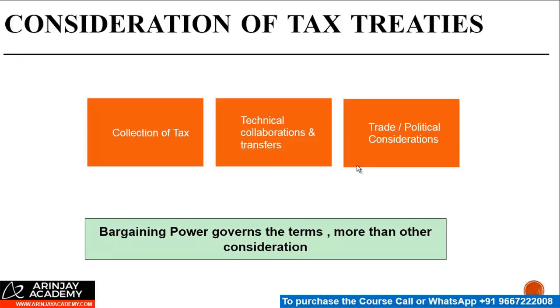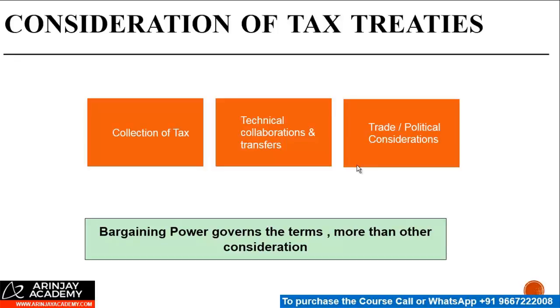It is the bargaining power which governs the terms more than any other consideration. What I mean by this is, think of a case where a country has a large amount of technical capabilities. They are obviously going to have more bargaining power when they are discussing with a country which wants technology, right? So it is the bargaining power which determines who is going to be benefited more and who is going to be benefited less in terms of deriving the tax revenue, rather than a consideration as to what is fair and what is not fair, or where the source of income is and where it is not. But definitely these equations can change over a period of time, right?